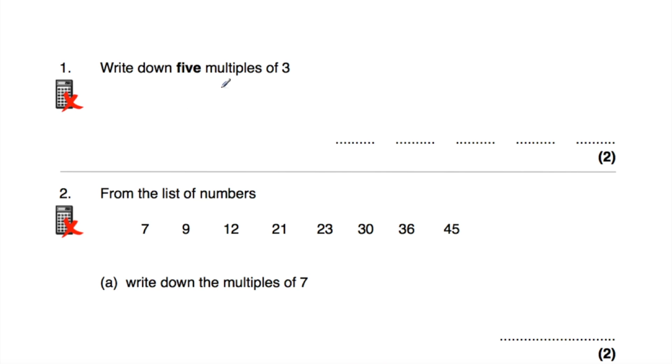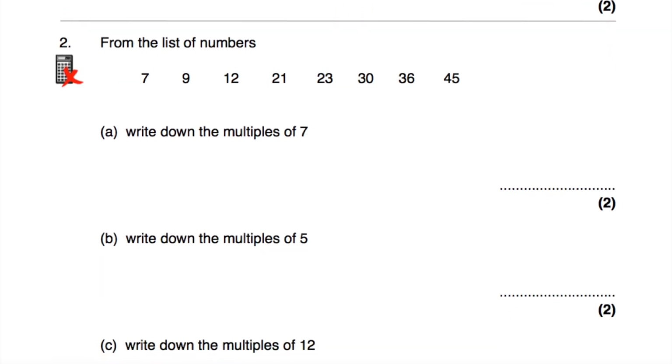So question number 1 says, write down 5 multiples of 3. Well, 3 times 1 is 3, 3 times 2 is 6, 3 times 3 is 9, adding another 3 would be 12, and adding another 3 would be 15. Now it just says write down 5 multiples of 3, so you could write down 300, 333, 3 million, 600, and so on, but I've just gone for these multiples: 3, 6, 9, 12, and 15. Okay, let's look at our next question, question number 2.